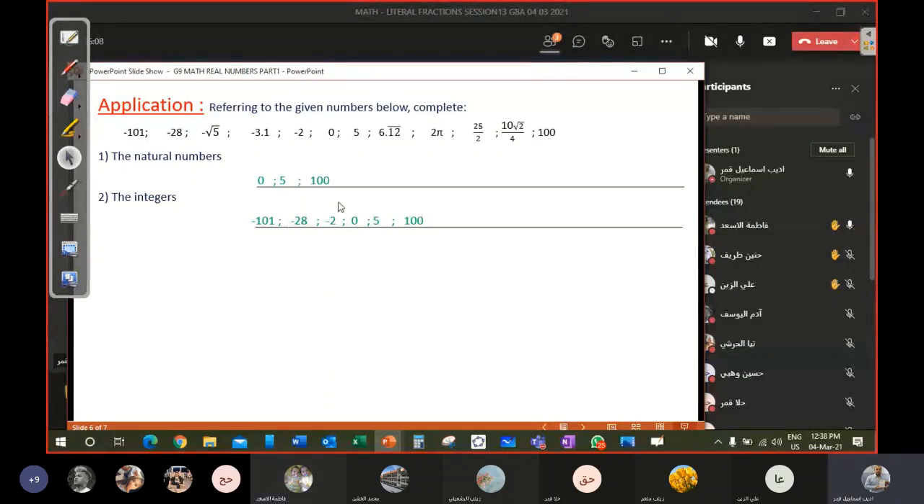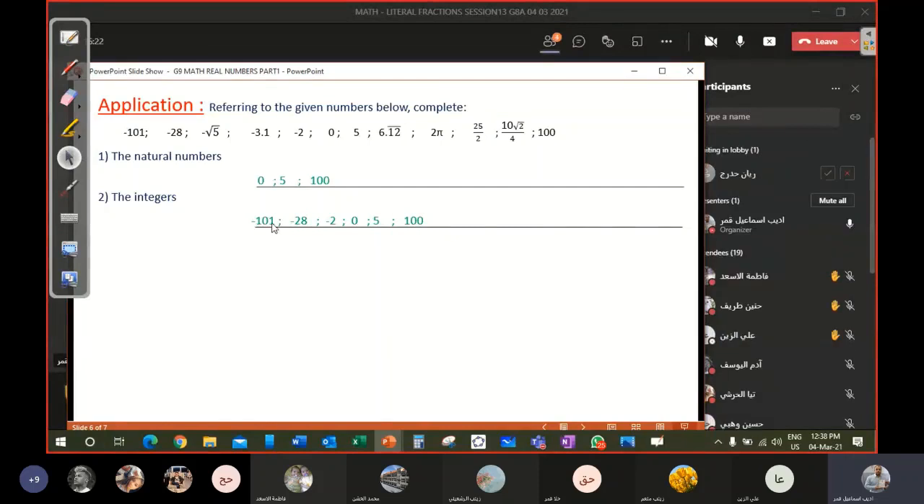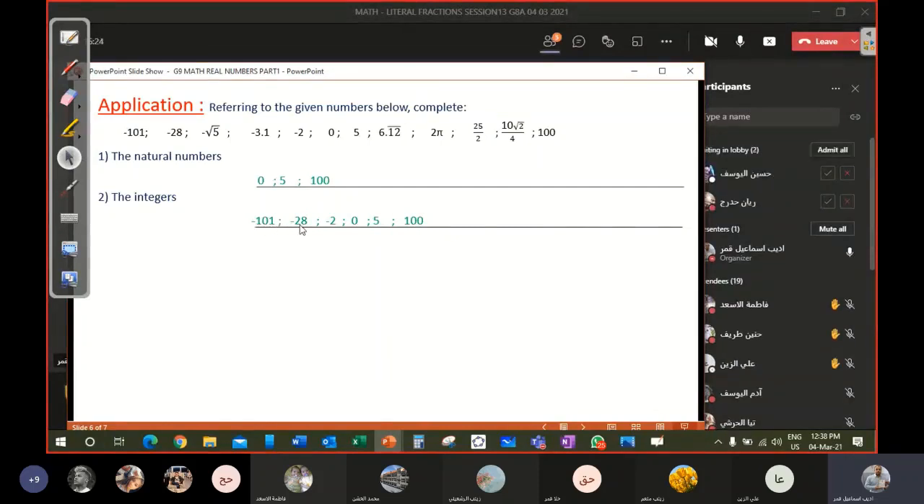Mute your microphone. Present, the set of numbers of integers consists of the whole numbers, which are 0, 5, and 100, and the negative numbers that are minus 101, minus 28, and minus 2.